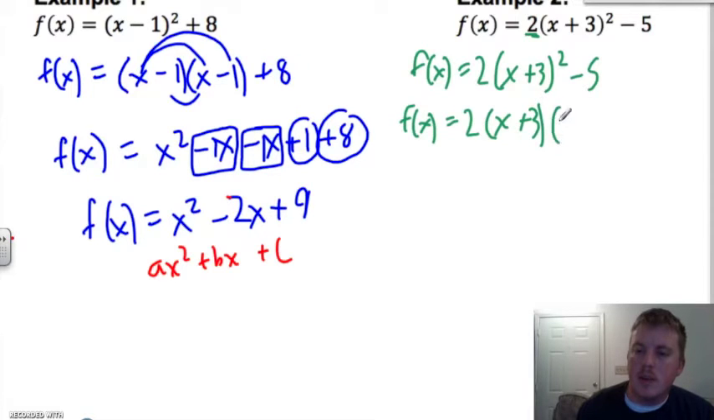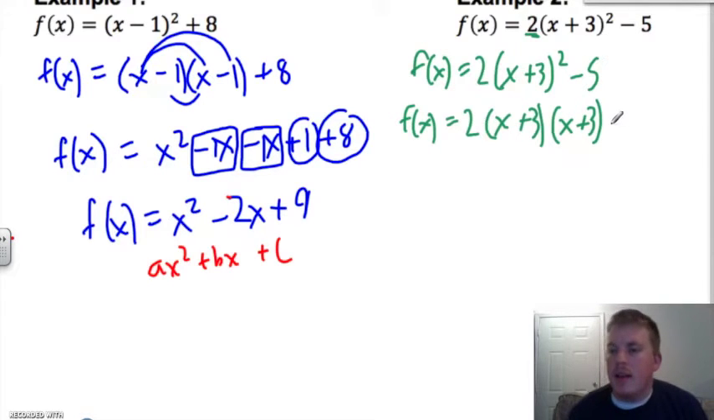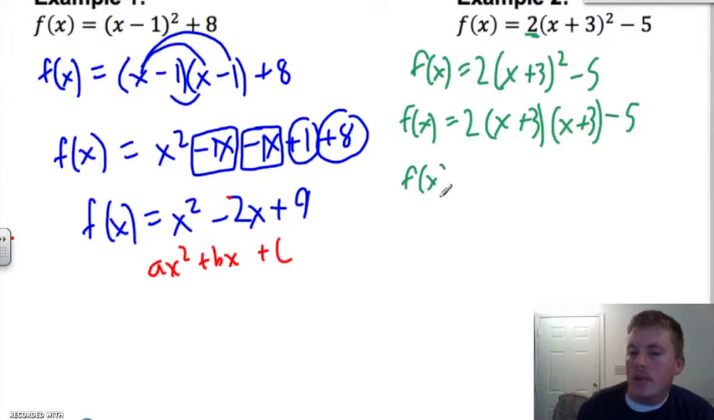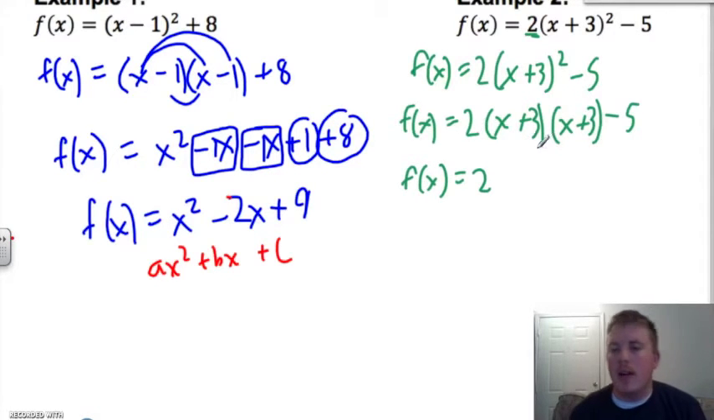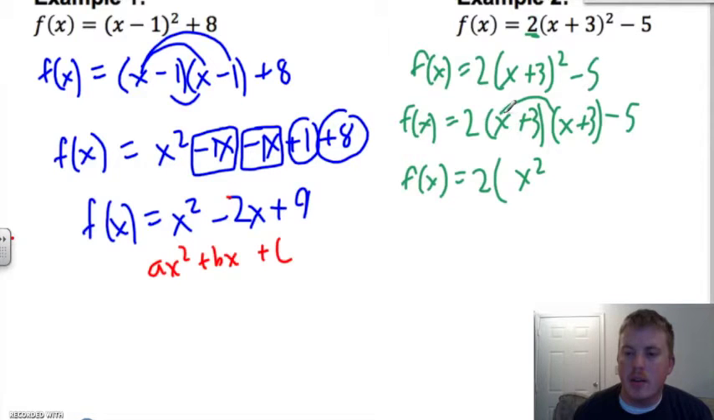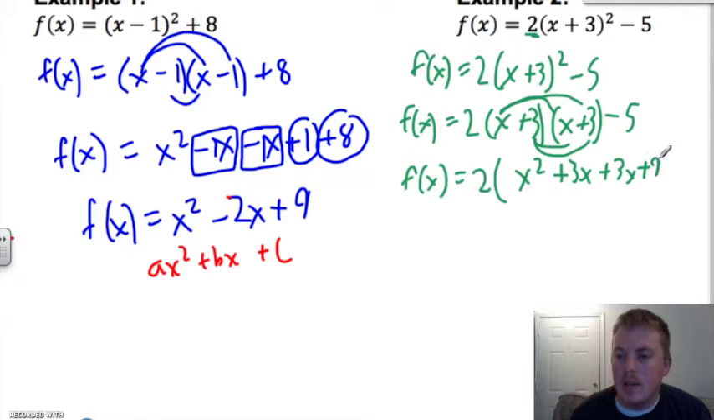So it's x plus 3 squared, so we would have x plus 3 and x plus 3. And then we always want to make sure we don't leave out that constant that's at the end of our vertex form. So I'm going to again save my 2, and I'm going to go ahead and expand the x plus 3 times the x plus 3. So I'm going to do x times x and get x squared. I'm going to do x times 3 and get 3x. I'm going to do 3 times x and get another 3x. I'm going to do 3 times 3, which is 9. And then I'm going to have the minus 5 at the end.